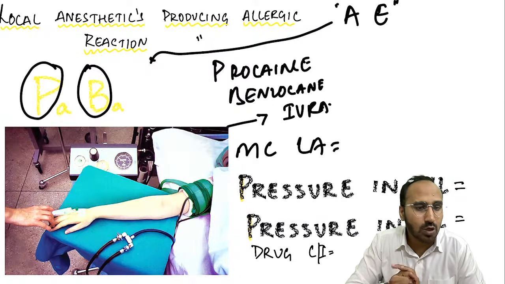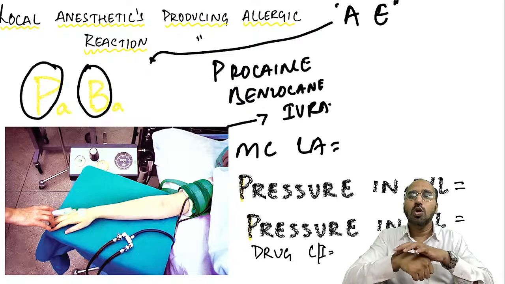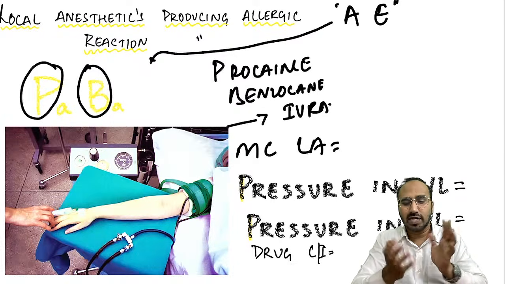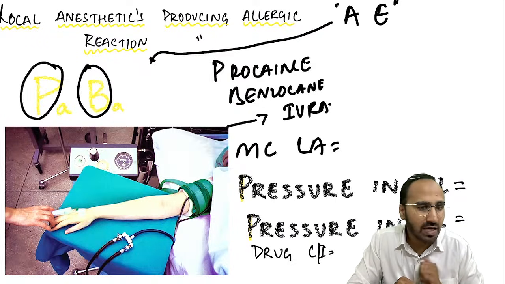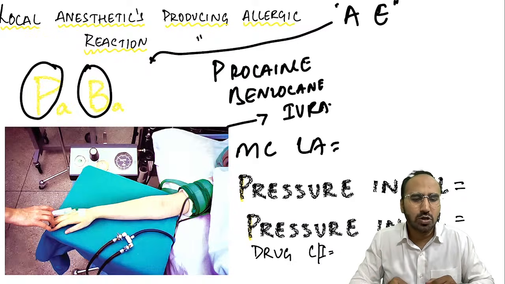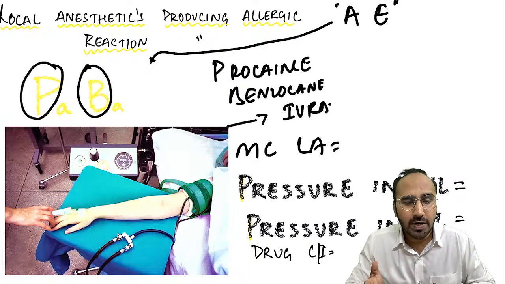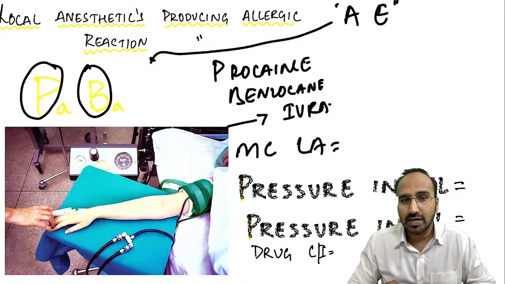Can it be done under local anesthesia, guys? No. Local anesthesia will be only given for what, guys? Surface and all. For fractures, you cannot give local anesthesia. Spinal can be given. Spinal is given for below the umbilicus. Never it can be given. Epidural, again below the umbilicus, never it can be given.